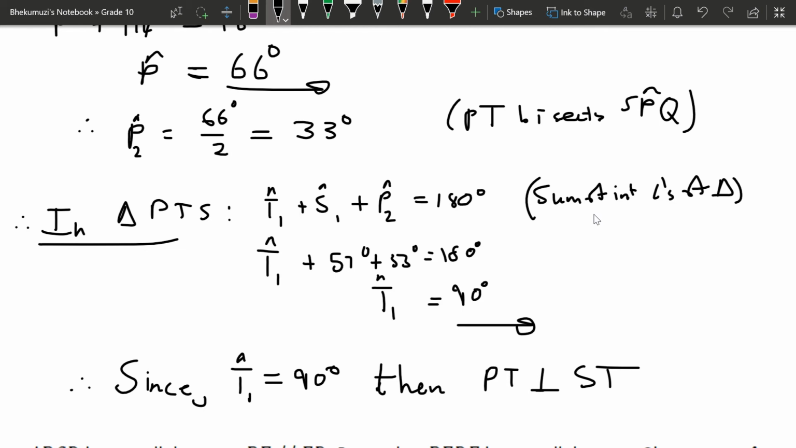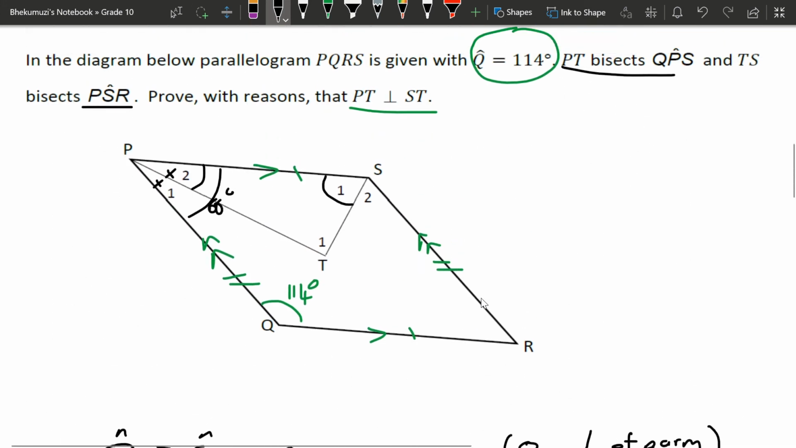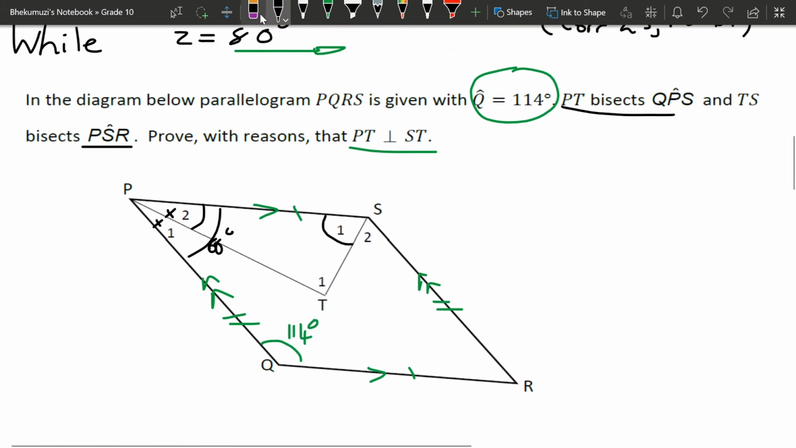Therefore, then you just place in 57 and 33, what you'd find that would be 90, and so 180 minus 90, and so T1 is equal to 90. But since T1 is equal to 90, then obviously we have just proven that PT is perpendicular to ST, right? So hopefully that made sense.